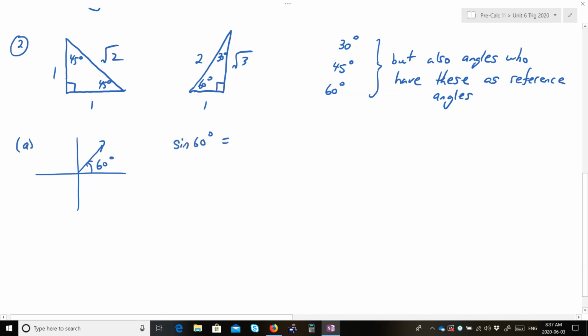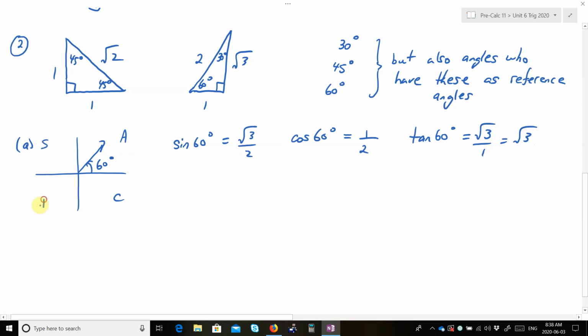So we would do sine 60, look in the 30, 60, 90 triangle and do opposite over hypotenuse, root 3 over 2. Cos 60, I would do adjacent over hypotenuse, which is 1 over 2. And tan 60 is opposite over adjacent, root 3 over 1, so just root 3. Okay, and this is in quadrant 1. All trig ratios are positive in here, so all of our answers should be positive. Remember the CAST rule, right? Like this. Okay, so that's 2A.